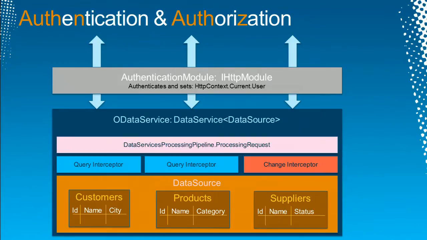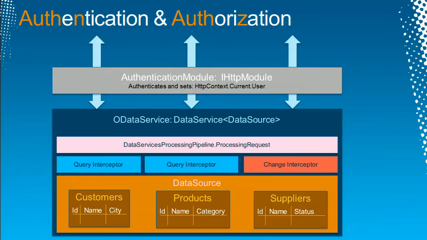There's also another way you could do this. There's an event in the data service processing pipeline. The problem with that event is that it's a system-wide event, so you can do very broad security and authorization logic there. The problem is you have to work out what's actually happening. Okay? When you're down at the query interceptor level, that work has already been done for you. So we highly recommend doing it through change interceptors and query interceptors. But if you've got a more advanced scenario and you need to do system-wide security, you can do it at the processing request layer.